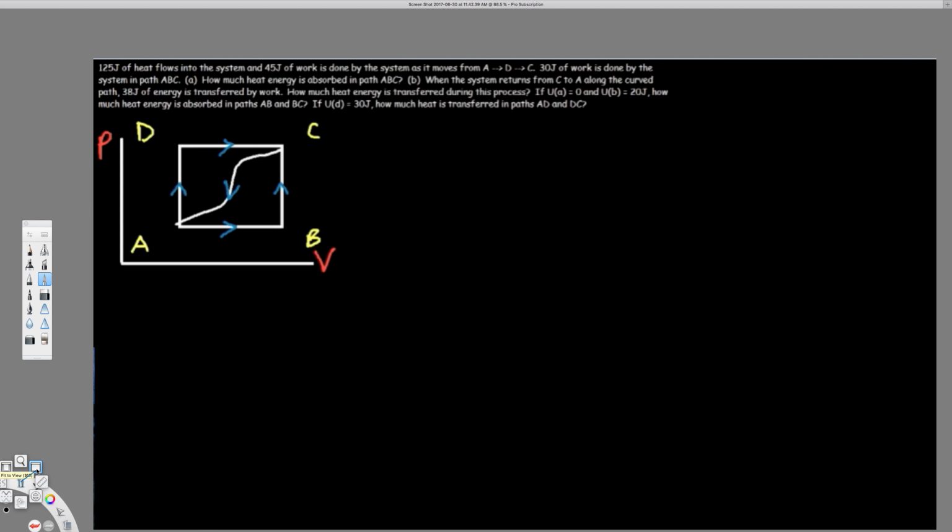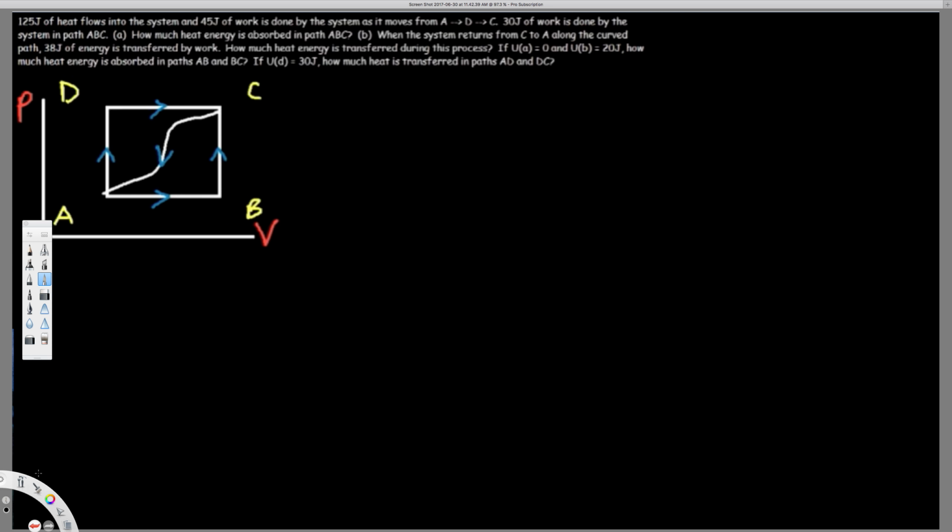Hey guys, let's do this problem right here. The question is asking: 125 joules of heat flows into the system and 45 joules of work is done by the system as it moves from A to D to C. 30 joules of work is done by the system in path ABC. How much heat energy is absorbed in path ABC? So let's see how we can do this.